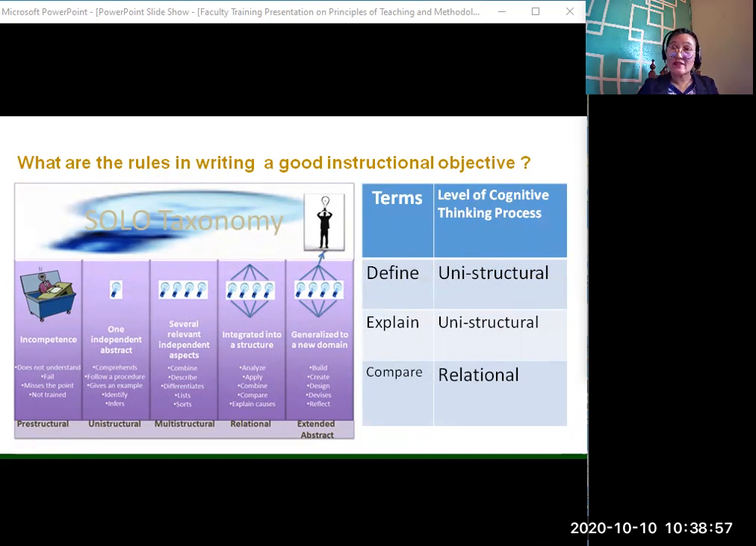An example is, what is the definition of teaching? And then the explain term there is still unistructural. If I use my own words in order to define what teaching is, that is unistructural. If I am going to compare teaching to other professions, determining its similarities, then I have relational understanding.